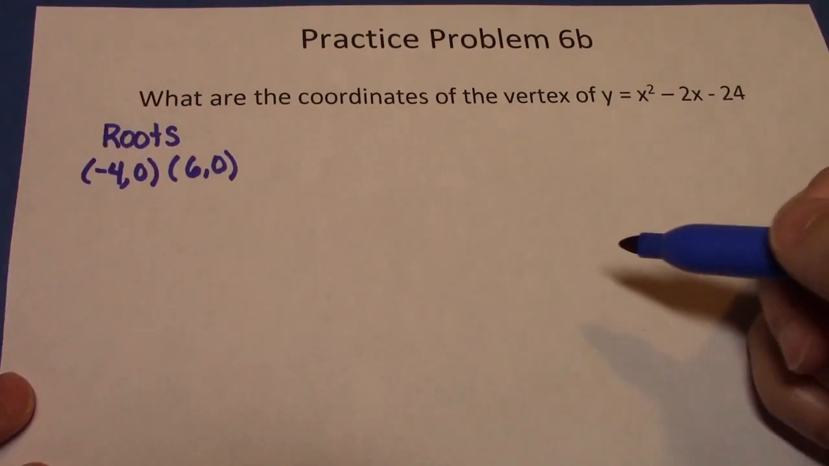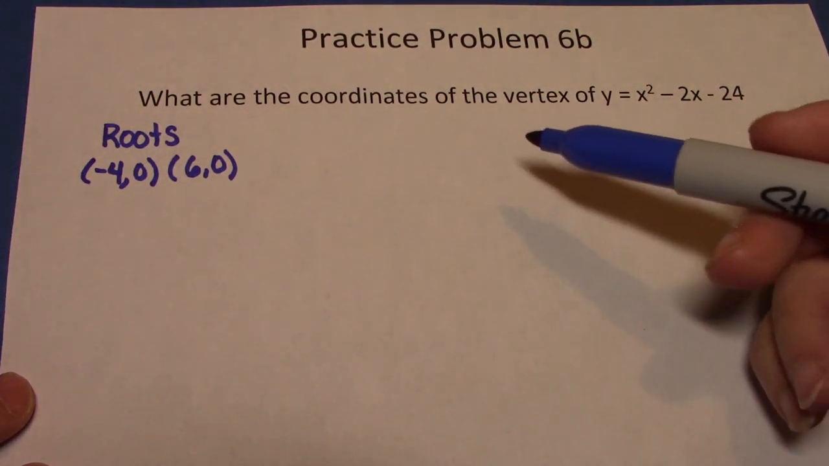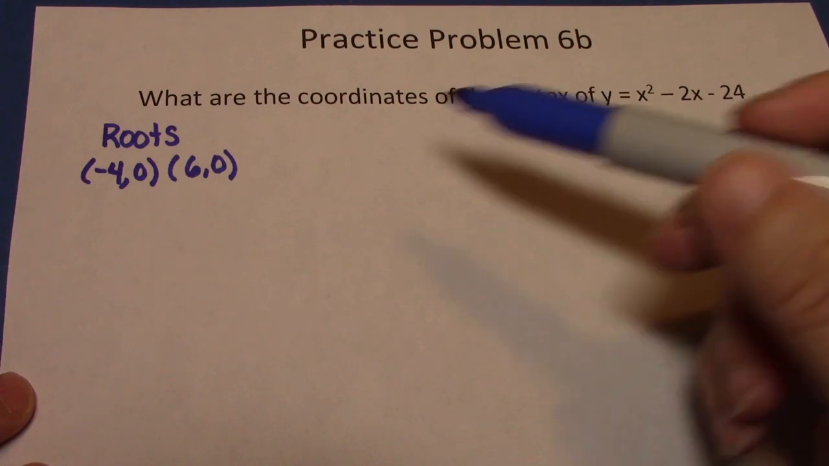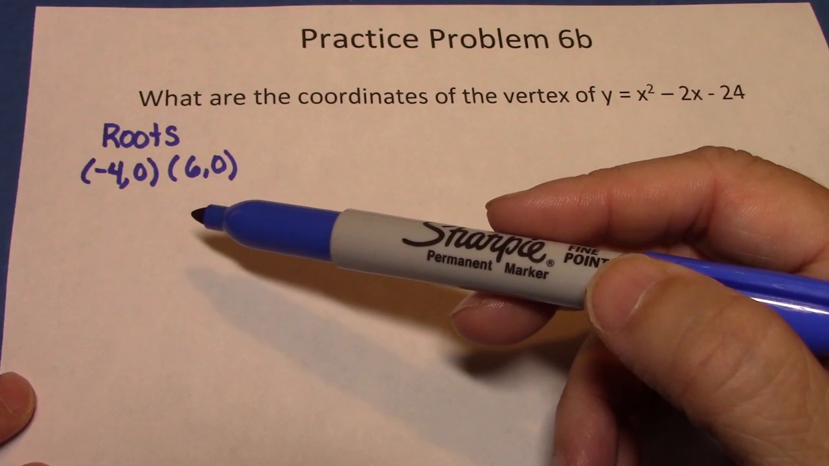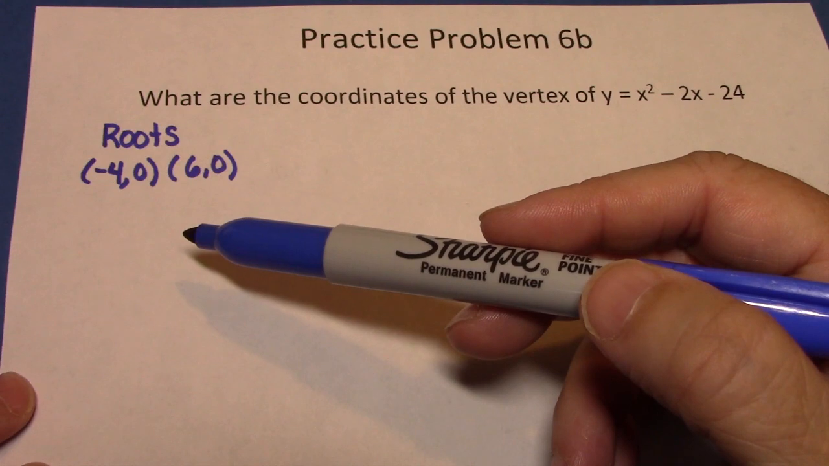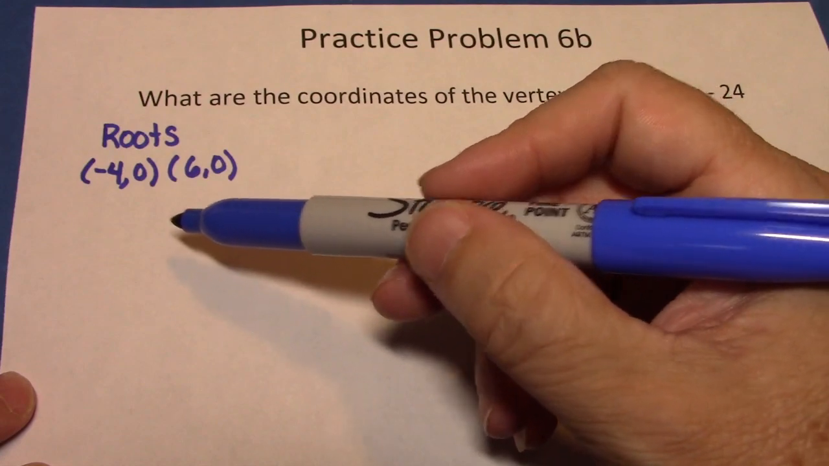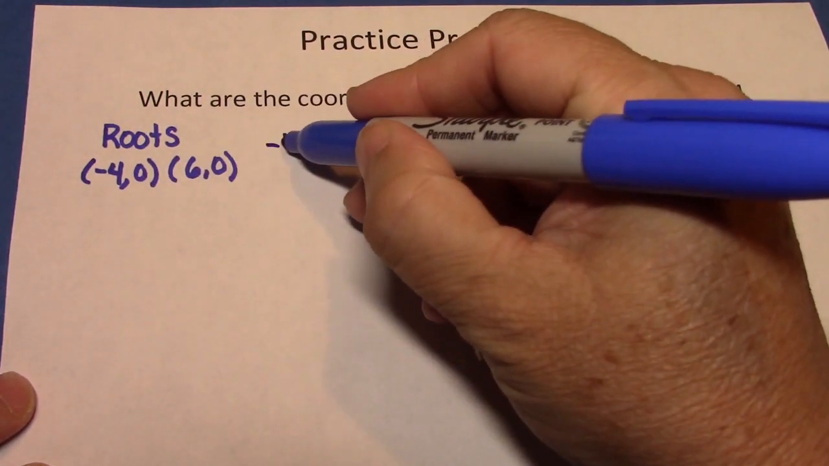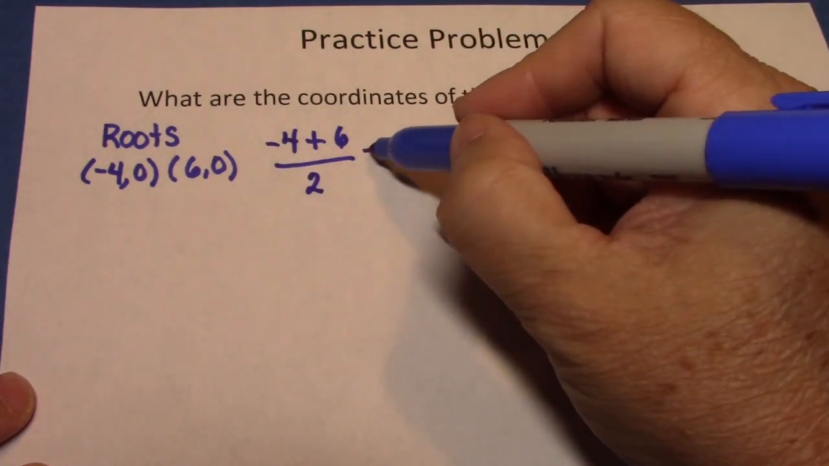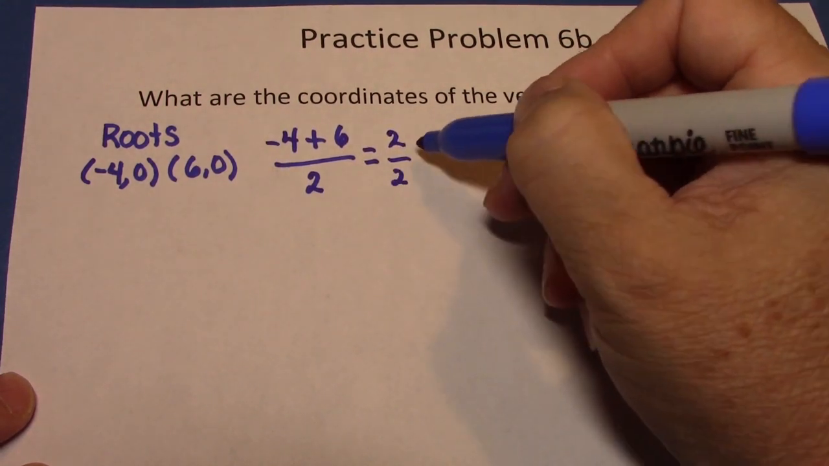So 6b takes that problem and goes a little further and says, all right, if those are the roots, what are the coordinates of the vertex of the same equation? So there's two ways to find the x value of the vertex. The first way is to average these two. Remember, a parabola is symmetrical. That means that the axis must be down the center. The vertex must be between the two of them. So we can take the x values, negative 4 plus 6, divided by 2, that's the average of those. Negative 4 plus 6 would be 2. 2 divided by 2 equals 1.